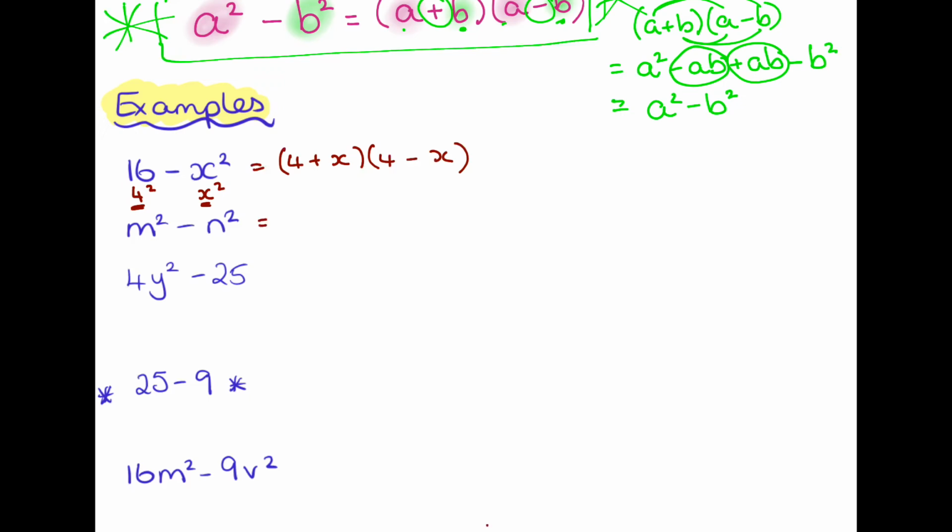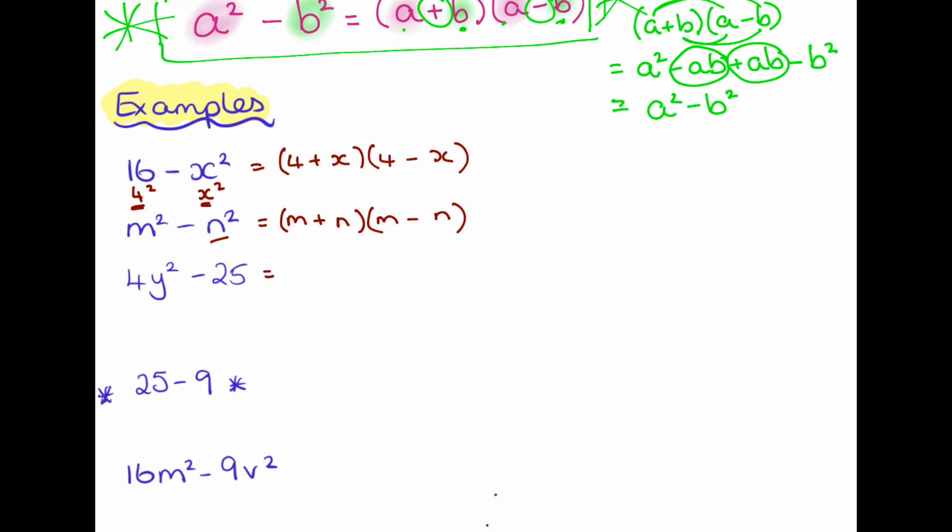Next one. I'm not even going to write anything underneath these because we can see what's squared. Okay. So we've got a squared thing, take away another squared thing. So the thing that's squared to give you m squared goes in the beginning. The thing that's squared to give you n squared goes in the end. And then 1 plus and 1 minus.